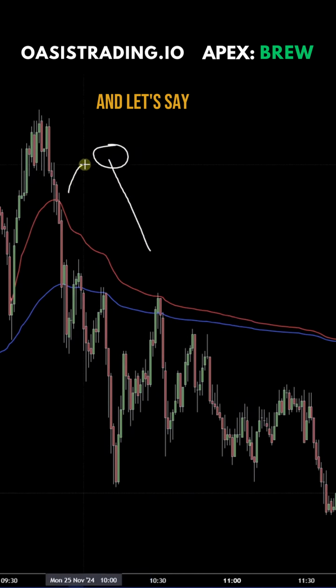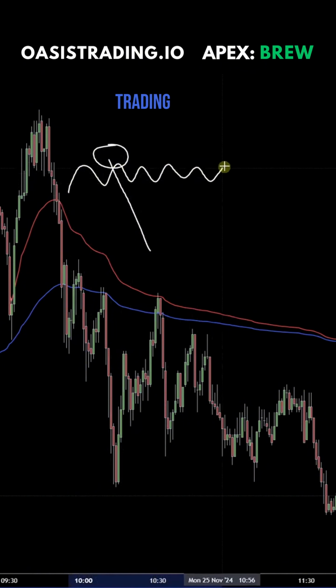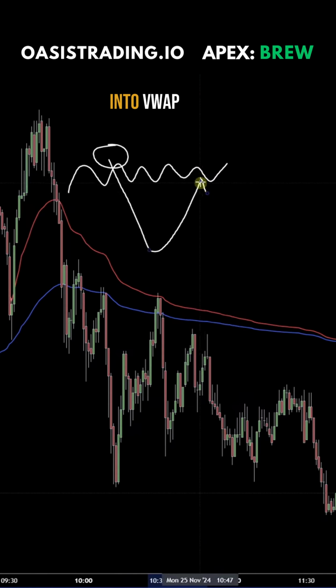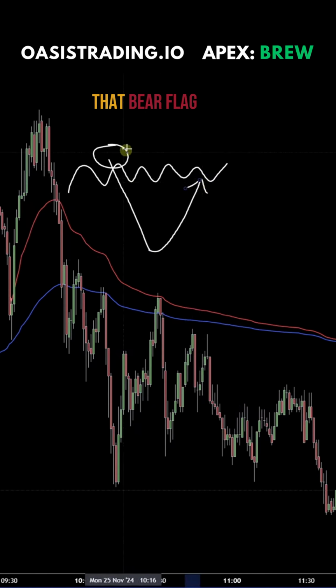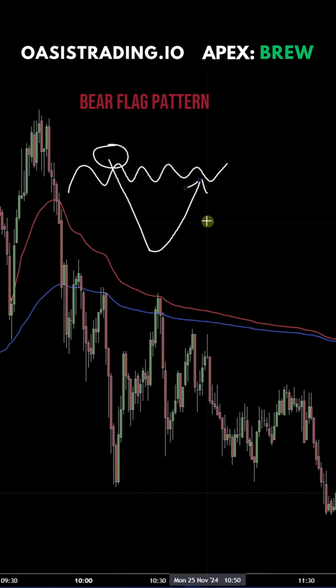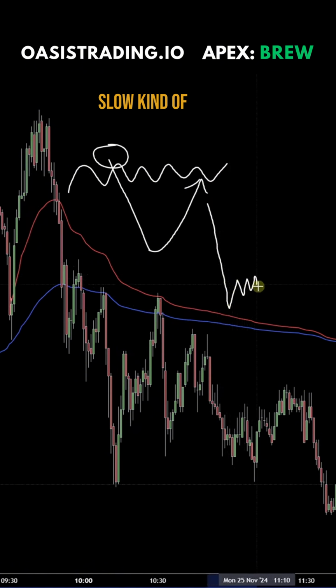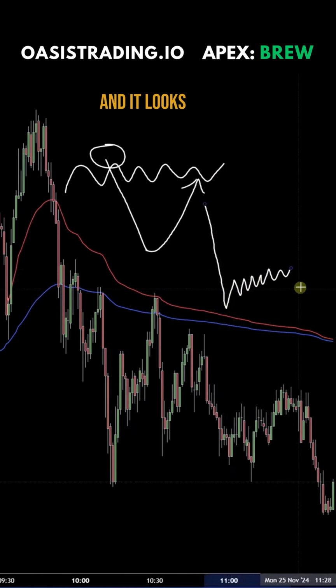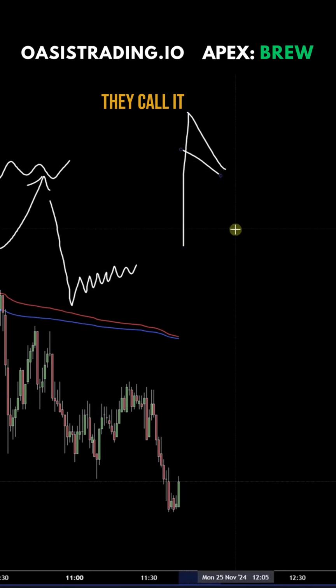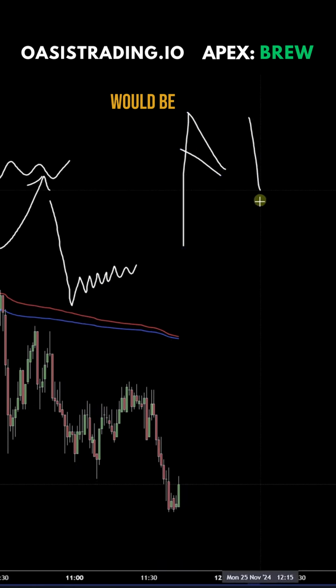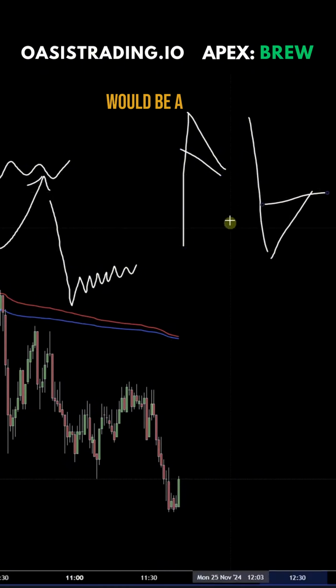And let's say VWAP is kind of trading pretty sideways. And then we bounce back into VWAP. This will create that bear flag. If you guys don't know about the bear flag pattern, it's a very common pattern. You have a sell-off, and then you have a slow kind of grind back up. And it looks like a flagpole, right? That's why they call it a bear flag. And that would be a bull flag. This would be a bear flag.